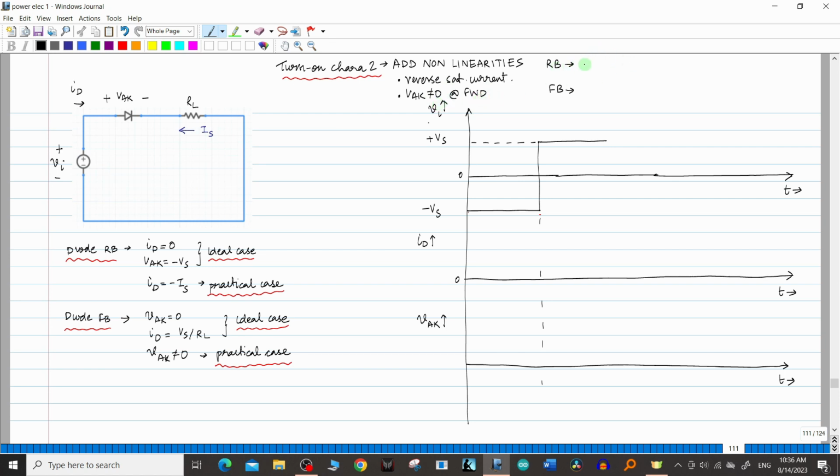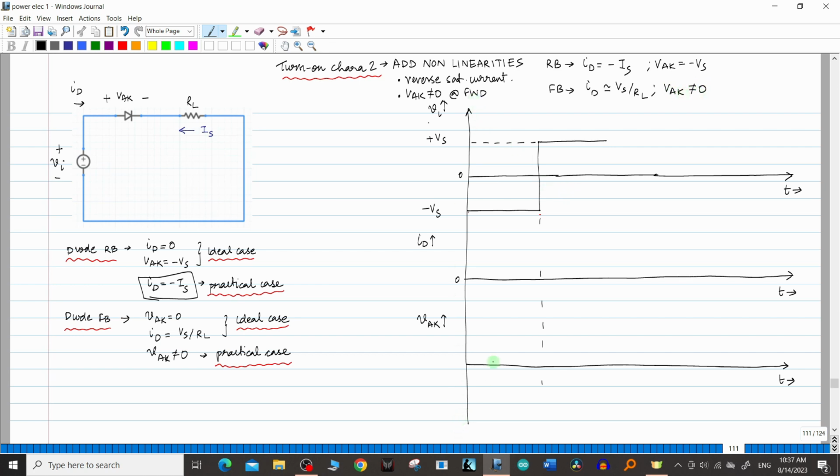So in that case, in the reverse bias condition, I can write ID will be equal to minus Is, right? For the practical case, ID is equal to minus Is, okay? And VAK will be as usual, VAK is equal to minus Vs. And in the forward bias condition, the ID will be roughly equal to Vs divided by RL, almost equal to Vs divided by RL. But the important thing here is that VAK will not be equal to 0.